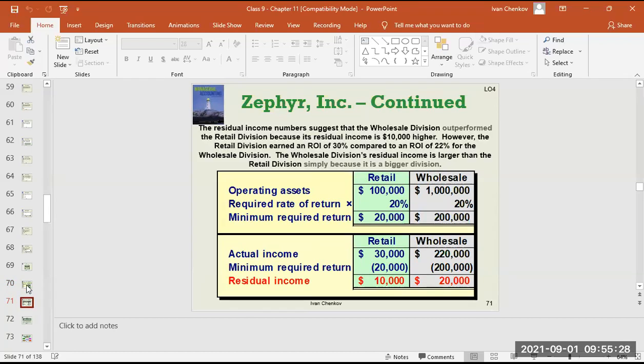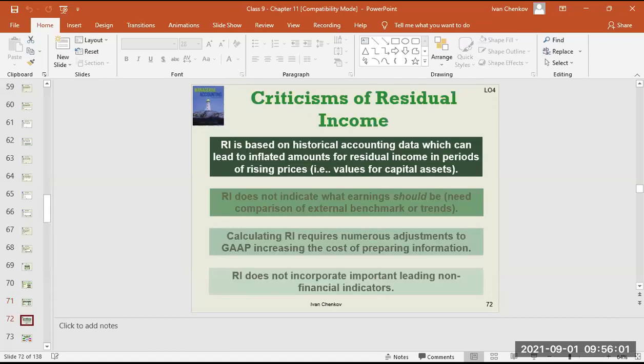Why? Because as a percentage, the retailer outperforms the wholesale. With less money, you're generating more residual income. Make sense? Good.